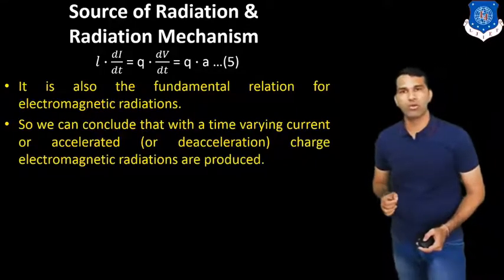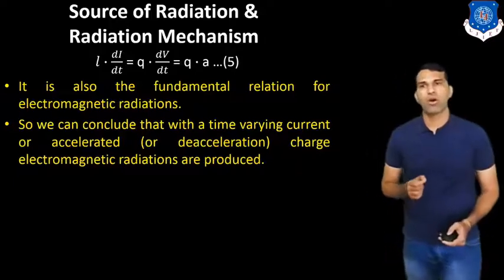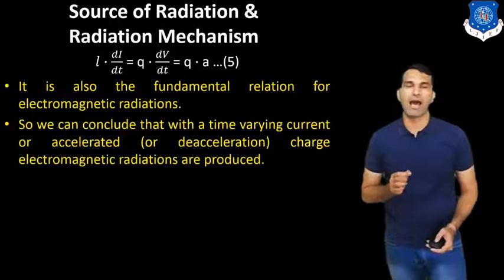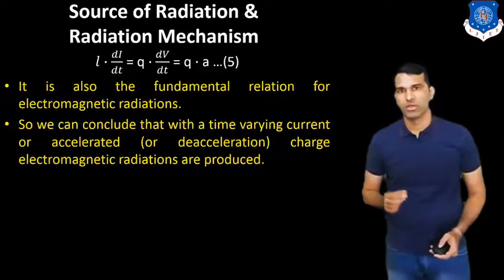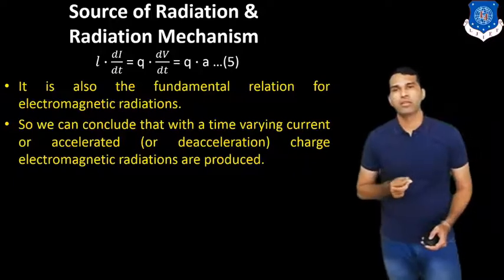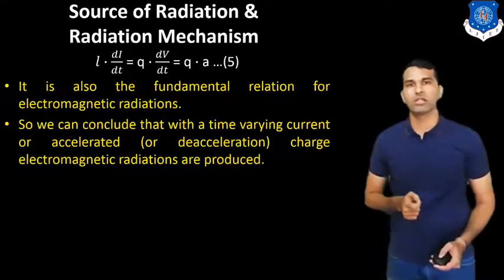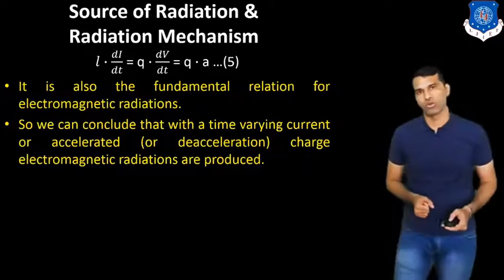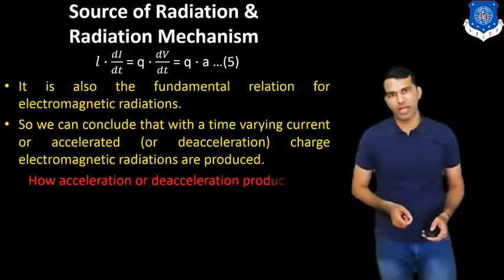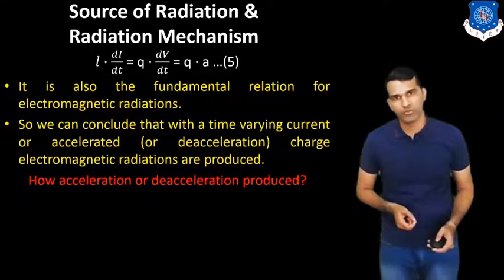So we can conclude from this equation that with a time varying current or an accelerated charge, electromagnetic radiation is produced. This equation is the relation indicating time varying current and acceleration, and due to this the electromagnetic wave is produced. Now the question comes to our mind: how is the acceleration or deceleration produced?